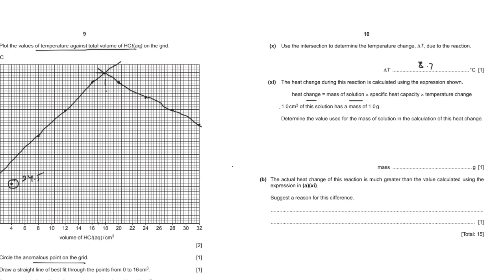Now the heat change during this reaction is calculated by using the expression shown. Heat change is equal to mass into specific heat into temperature change. You may have studied in physics as well that Q is equal to mc delta T. Okay, so they have given you the mass of it. Determine the value used for the mass of solution in this calculation for this heat change.